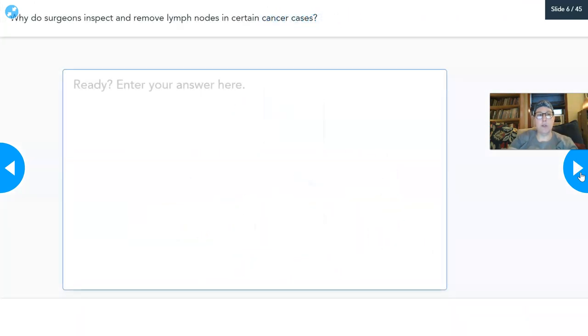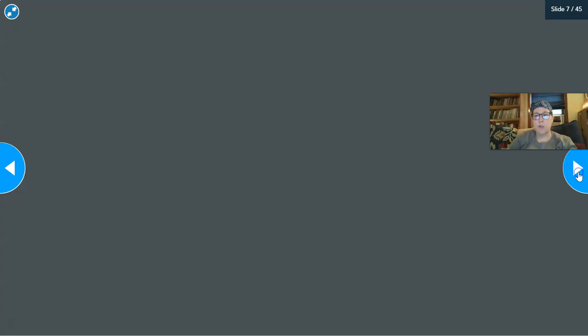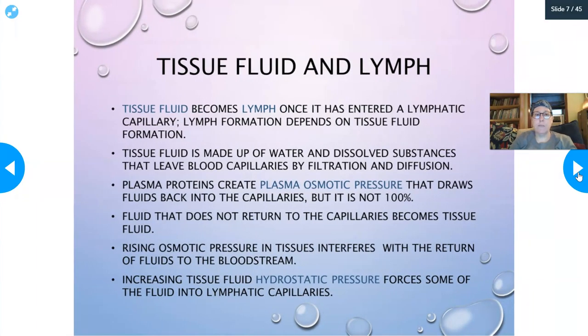Okay, so first question. Why do you think surgeons inspect and remove lymph nodes in certain cancer cases? Think of a mastectomy where they take some of the lymph nodes out in this area. If you don't know, look it up, but answer that for me.